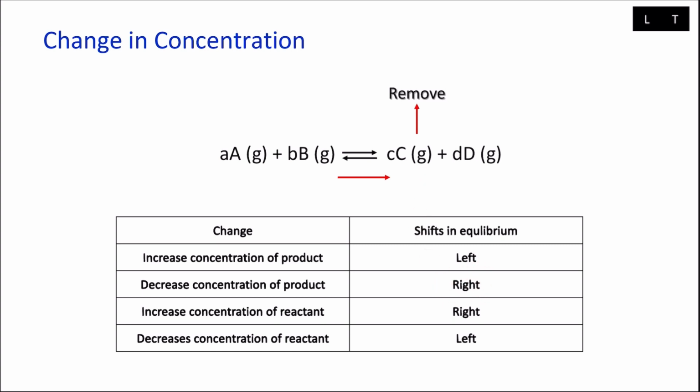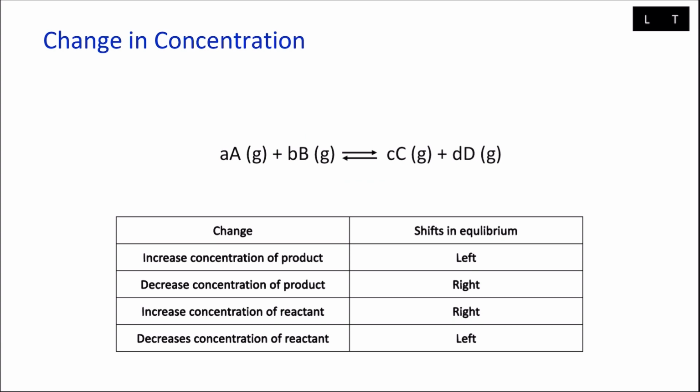Just like this one. Sekiranya saya increase concentration of reactant, dia akan shift to the right, so that dia kurangkan concentration reactant tu ataupun produce more product. And the last one, sekiranya saya decrease concentration of reactant, saya remove reactant, equilibrium shifts to the left untuk tambah semula amount of the concentration for the reactant. So, ini cases apabila awak disturb the equilibrium of the reaction secara general.